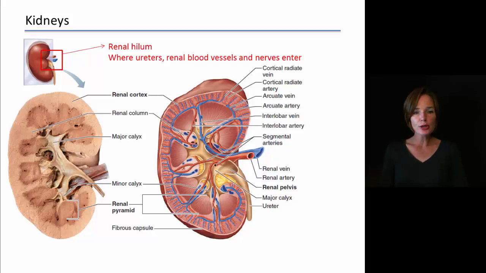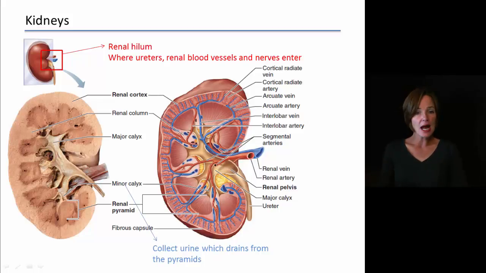So we can see the ureters are coming out of this. We also have renal blood vessels, and so veins and arteries that are entering and exiting here. And we're also going to have nerves that are entering in this particular location. Now, another thing is that we are going to have the calyx. We have a minor calyx and we have a major calyx.